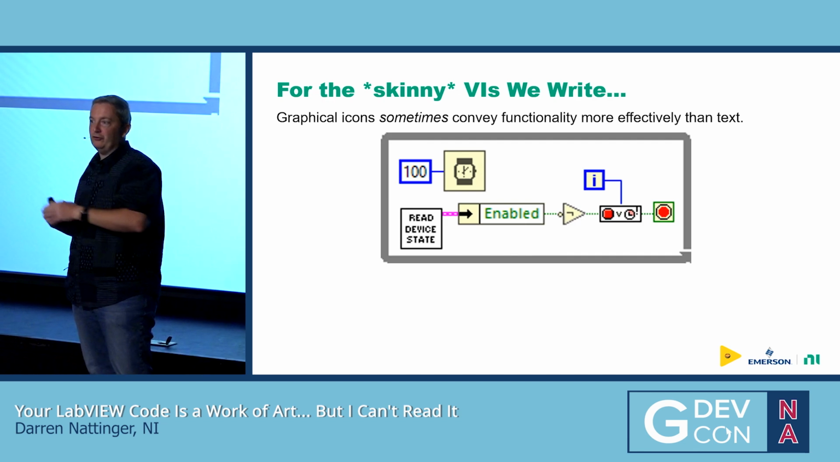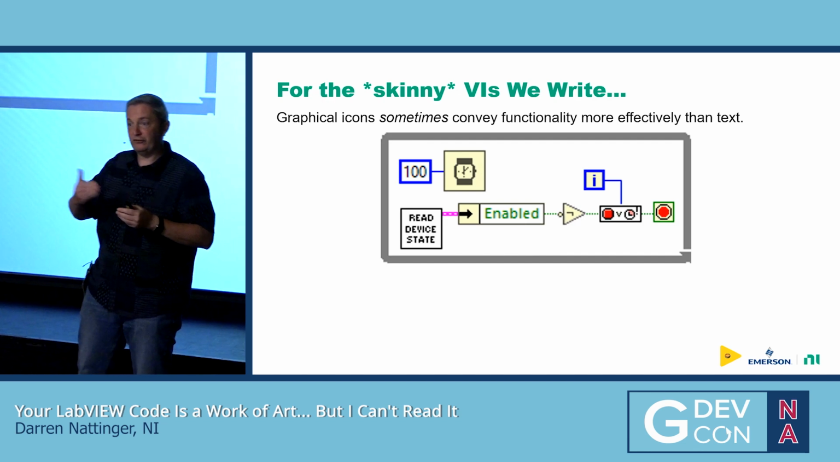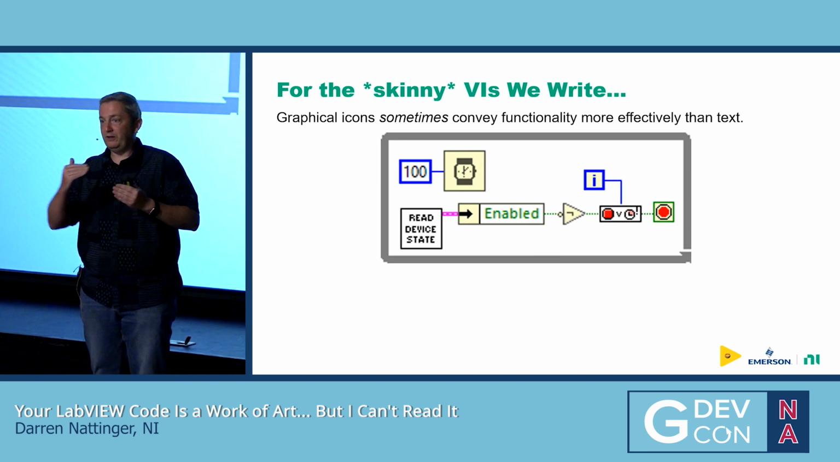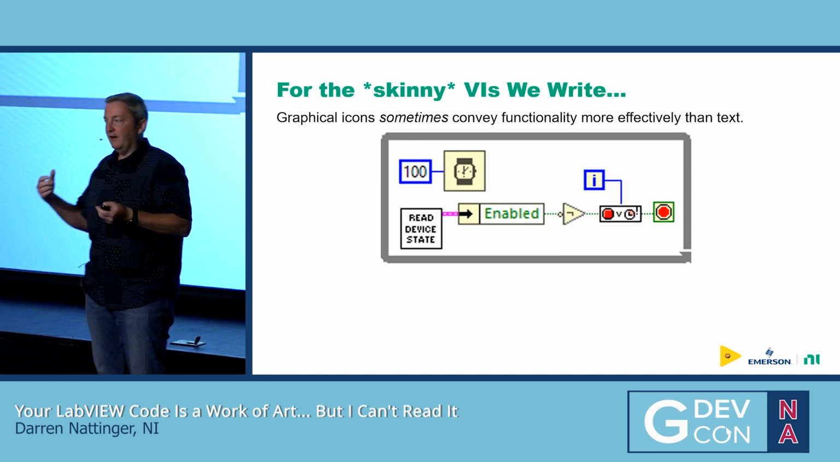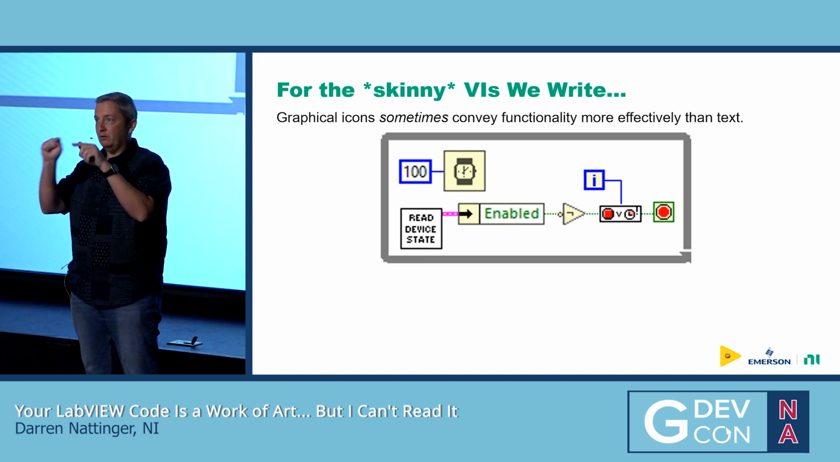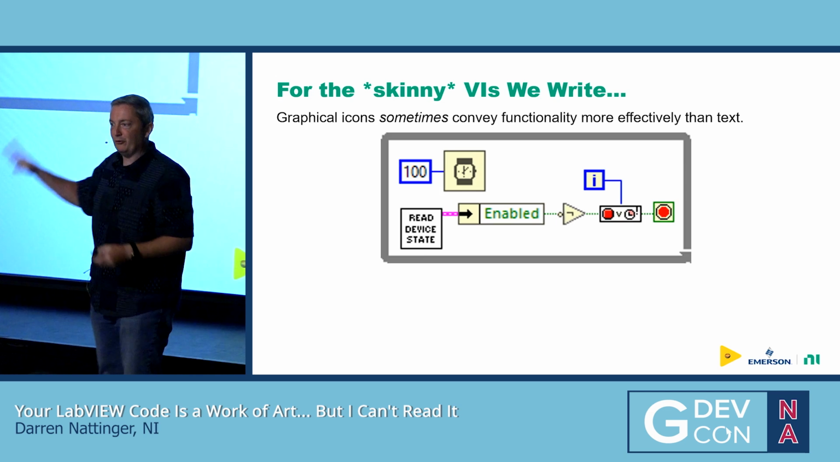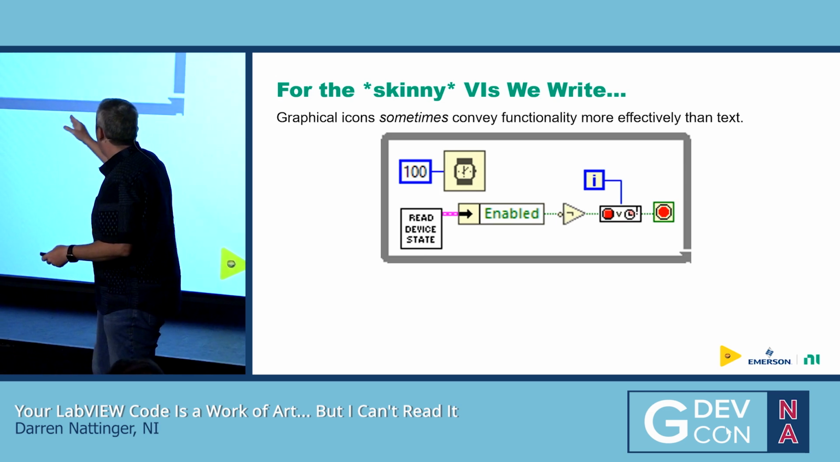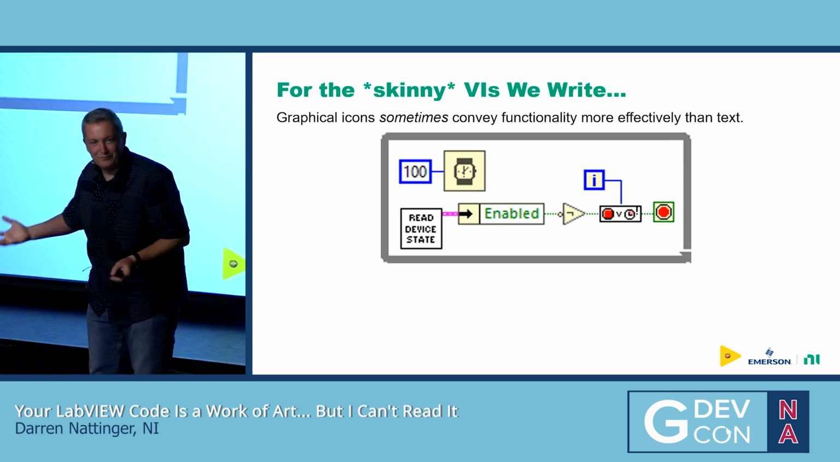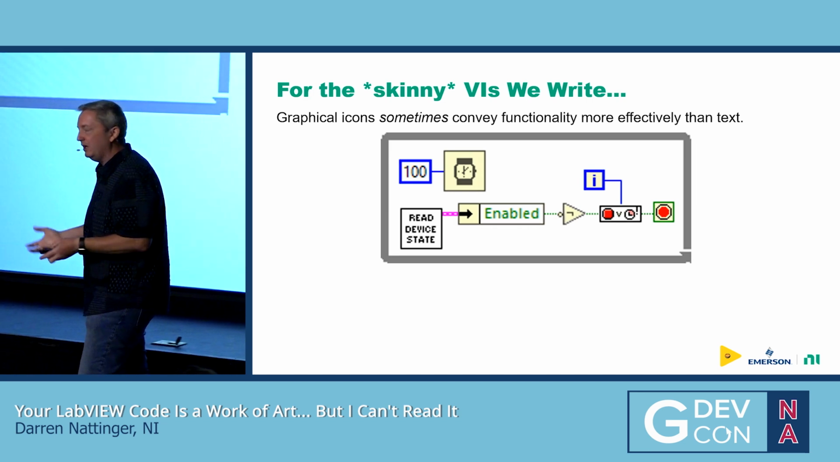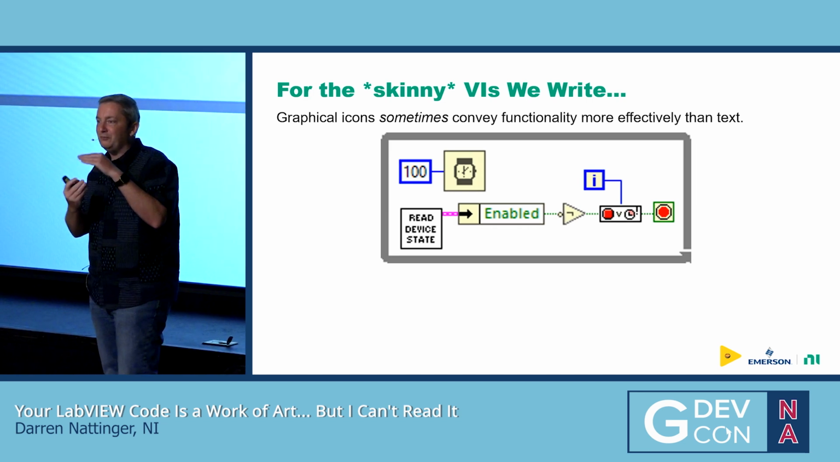The example is the one shown here on the diagram, where I want to stop the loop based on the Boolean or if a timeout occurs. Stop loop or if timeout. That's already too many words to fit in a skinny VI, right? So I tried to go with a graphical icon with the stop or the time. I'm kind of hoping that conveys sufficiently what that VI is doing. But that was mainly a space issue.